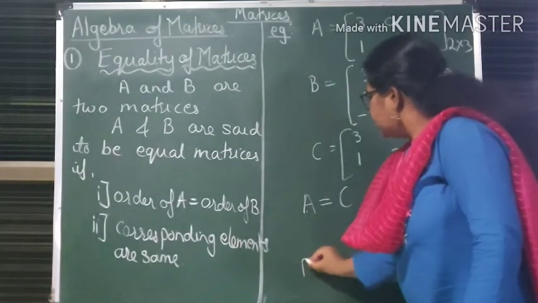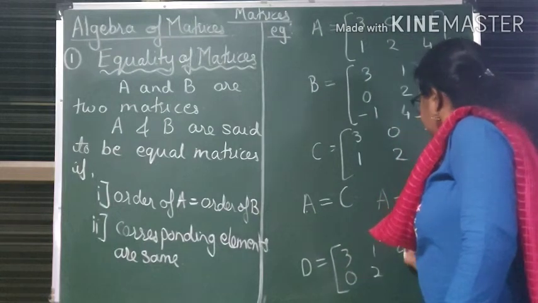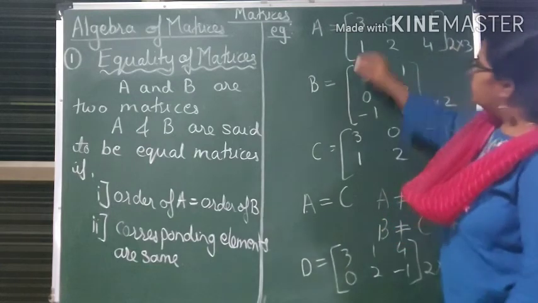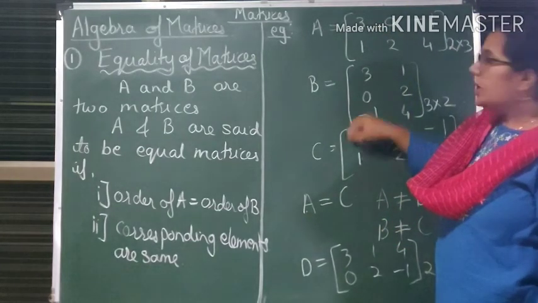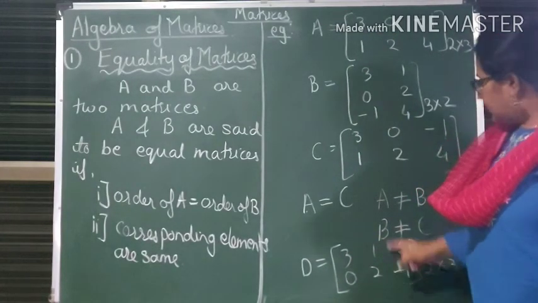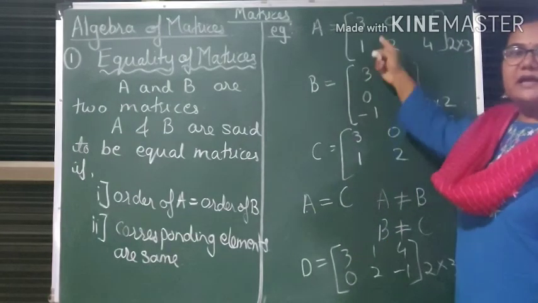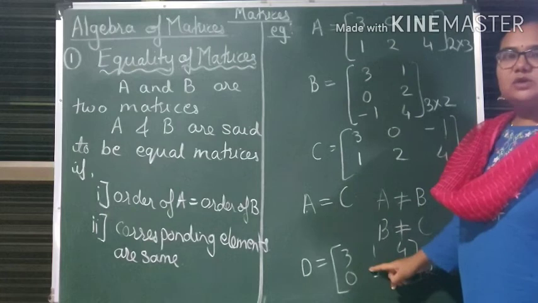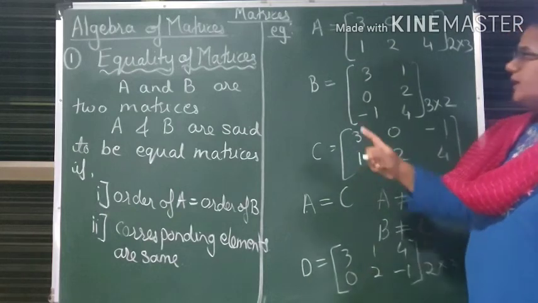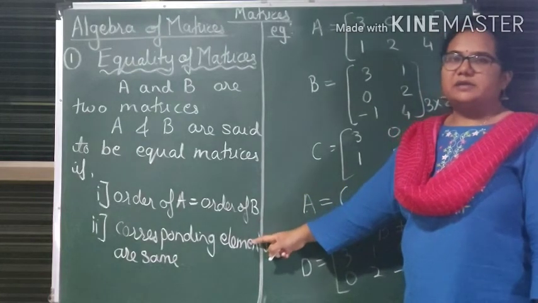Because if I give you one more matrix D and tell you it is 3, 0, 1, 2, 4, minus 1. Now if you see, the order is 2 by 3. But is this matrix equal to A, B or C? No. A, C and D, all three have the same order. But if you look at the corresponding elements, they are not the same in A and D. That means A is not equal to D. Clear what is equality of matrices? You have to check both the order and the corresponding elements.